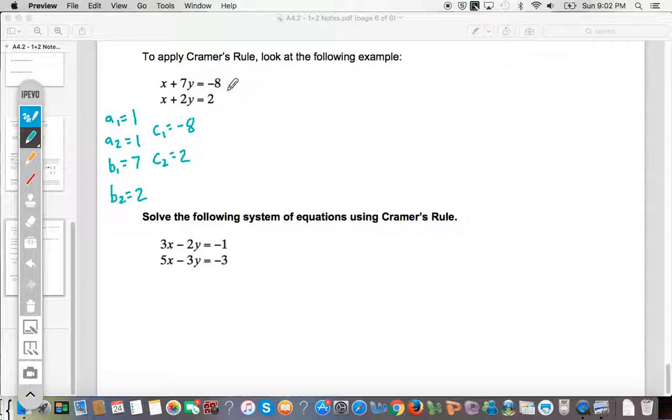Okay, so now I'm going to fill in my matrices. So matrix D equals, I know up top it's A1, B1, so 1, 7. And then it is A2, B2, so 1, 2.